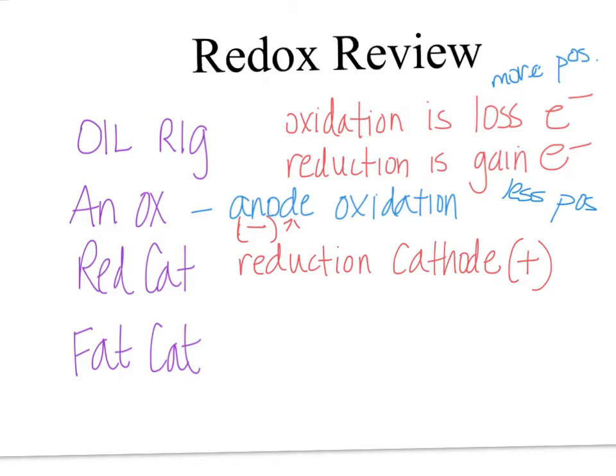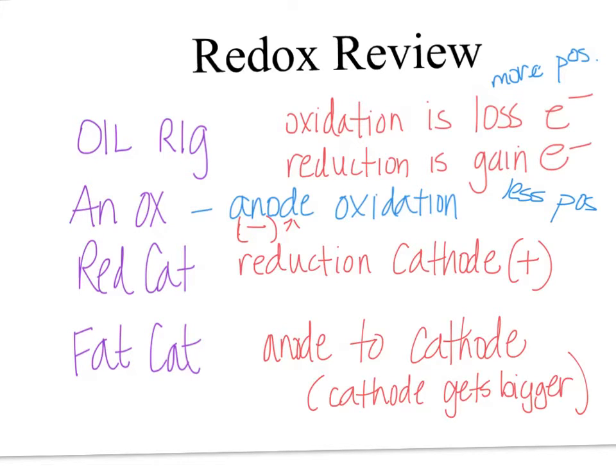And the last one, FAT CAT, it talks about how the electrons flow, and remember that they flow from the anode to the cathode. So remember that the cathode is getting bigger. When we did our lab with the pennies, remember the penny got bigger because we plated it with the zinc. So the penny was in fact the cathode, and then the zinc metal that we had in the solution was our anode. All right, so make sure you remember those.